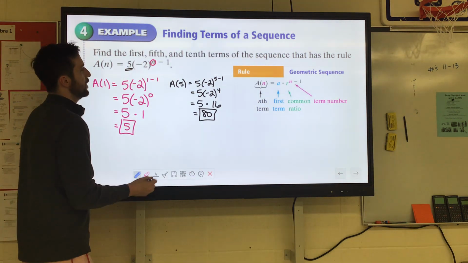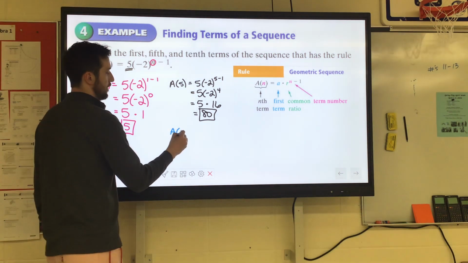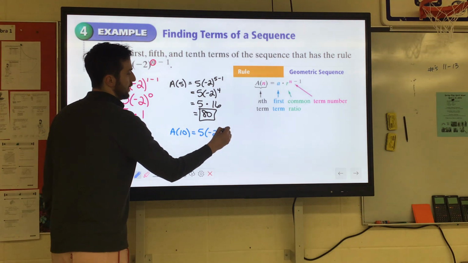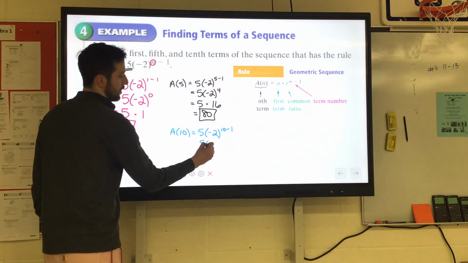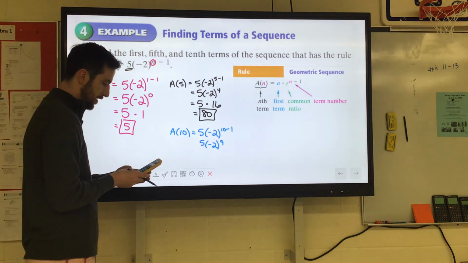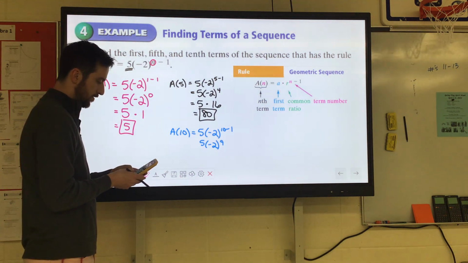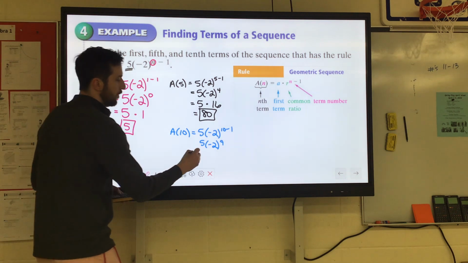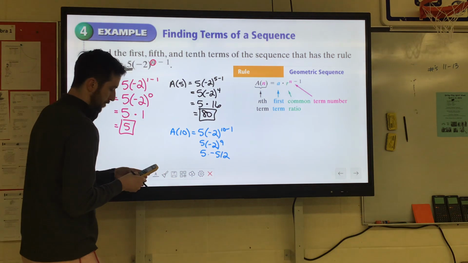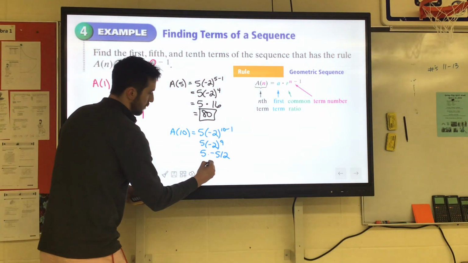And then we would need to find the 10th term, a of 10. 5 times negative 2 to the 10 minus 1. 10 minus 1 is 9. Negative 2 to the 9th has an odd exponent, so it's going to come out negative. It's negative 512. We still have to multiply by 5. Negative 2560.